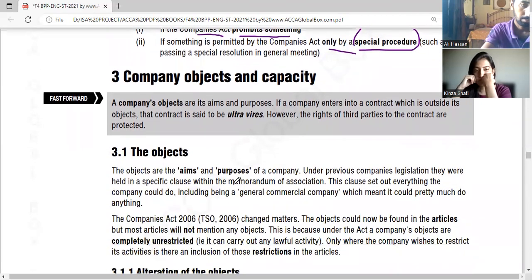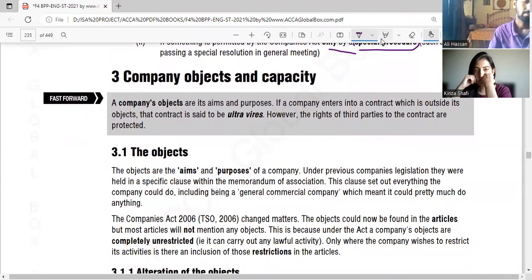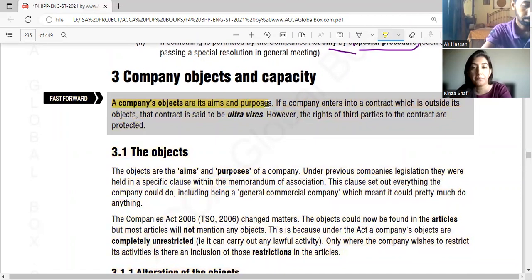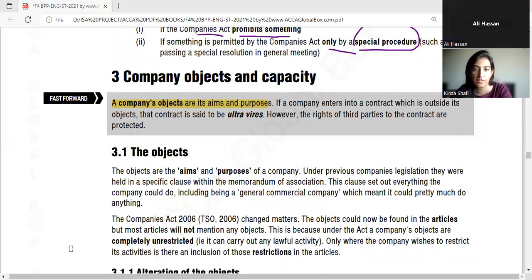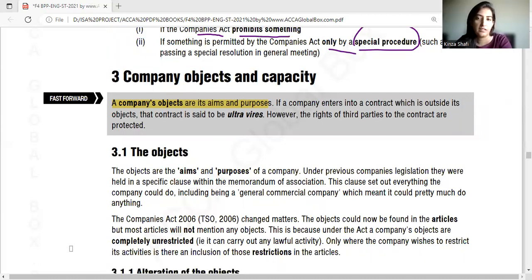Company objects and capacity. Kinza. A company's objects are its aim and purposes. If a company enters into a contract which is outside its object, the contract is said to be ultra vires. However, the right of third parties to the contract are protected. Their basic aim, the company's objects are its basic purpose and aims, whatever they have been focused on. But there can be other outside parties also involved, and that is called ultra vires.